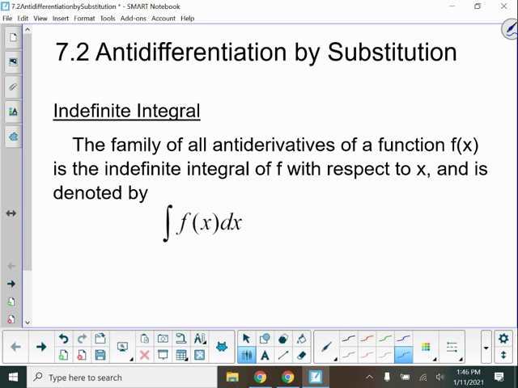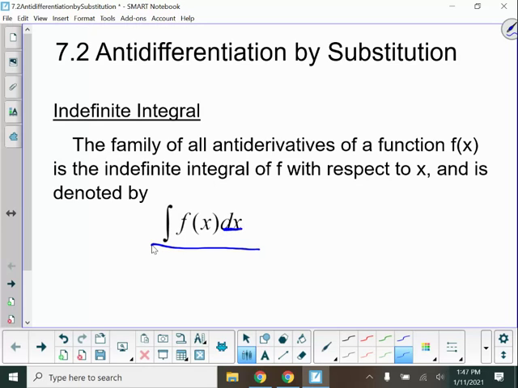Lesson for 7.2, Antidifferentiation by Substitution. So this lesson is going to dive more into the indefinite integral, which was introduced in 7.1. The family of all antiderivatives of a function is the indefinite integral of f with respect to x, and it is denoted as follows. You have the integral symbol, that stretched out S looking thing, and then f of x dx.